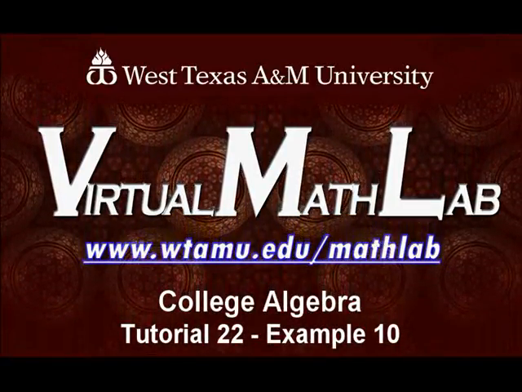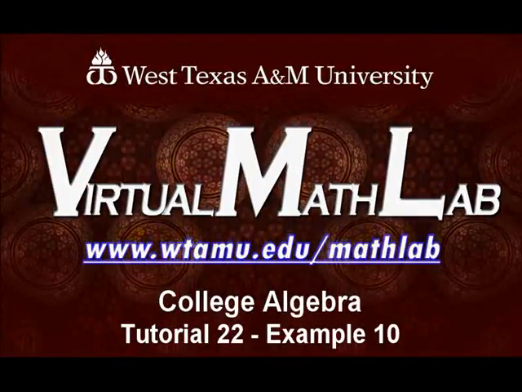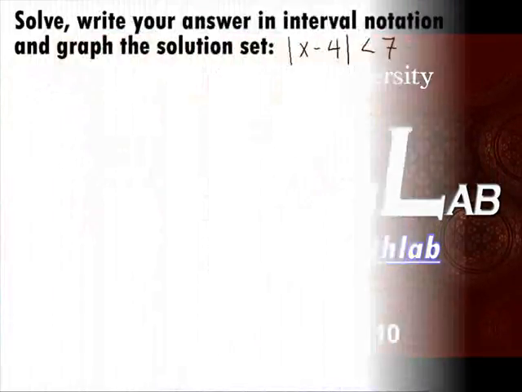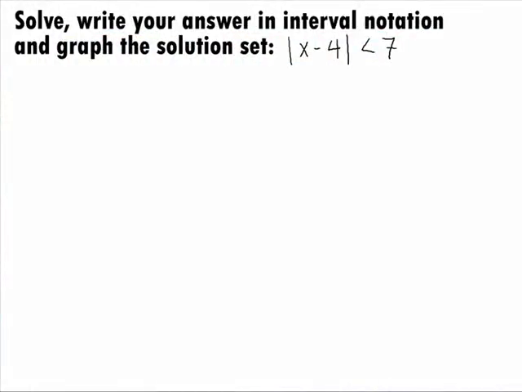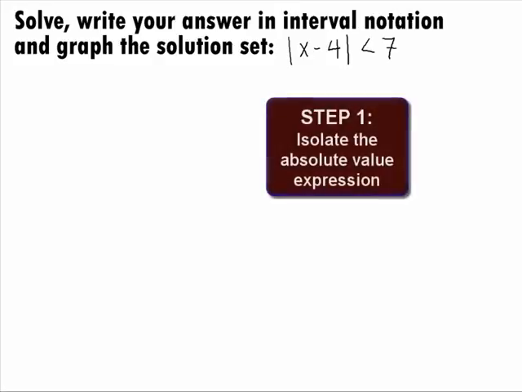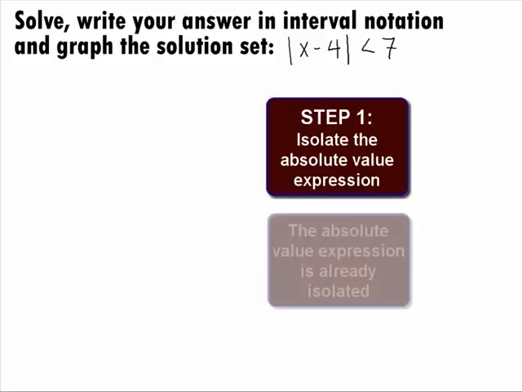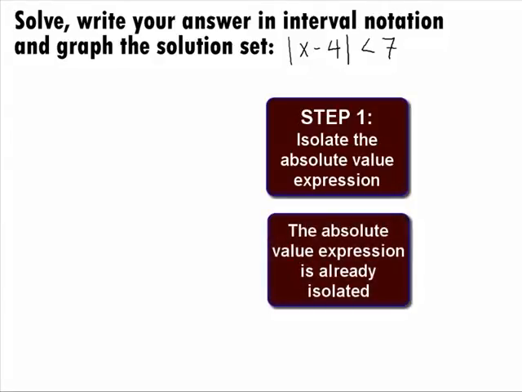This video will step you through College Algebra Tutorial 22, Example 10. In this example, we want to solve the inequality, the absolute value of x minus 4 is less than 7, write our answer in interval notation, and graph the solution set. In step 1, we want to isolate the absolute value expression. In this problem, the absolute value expression is already isolated.